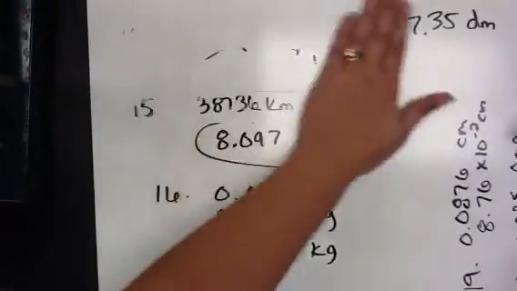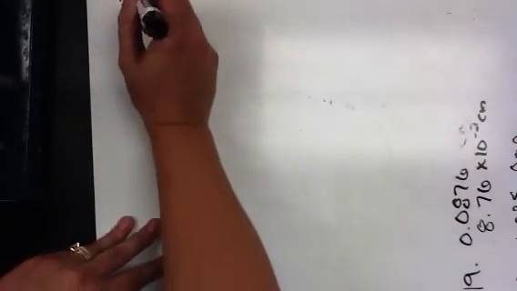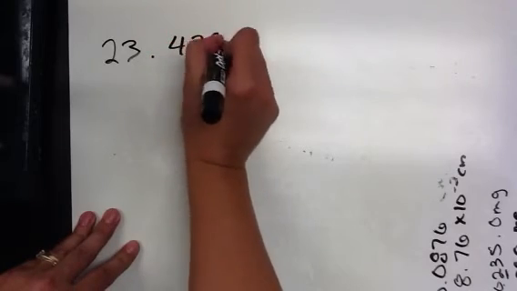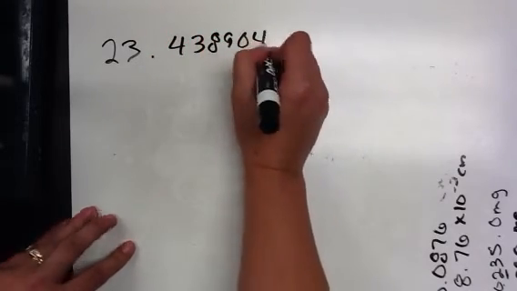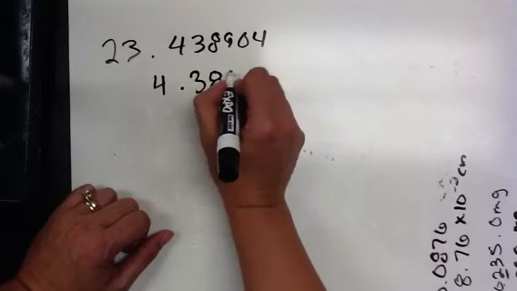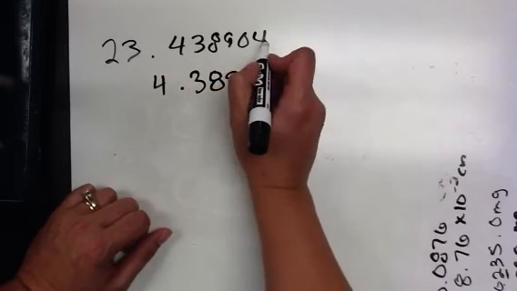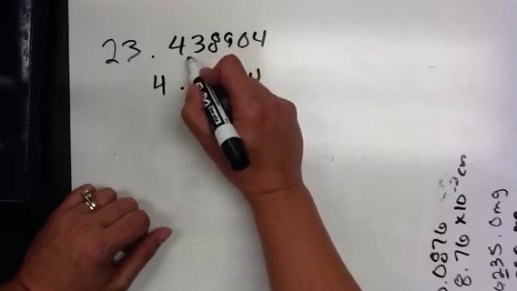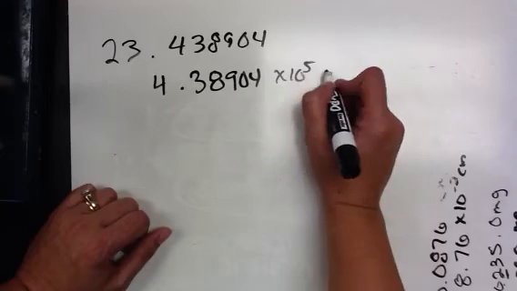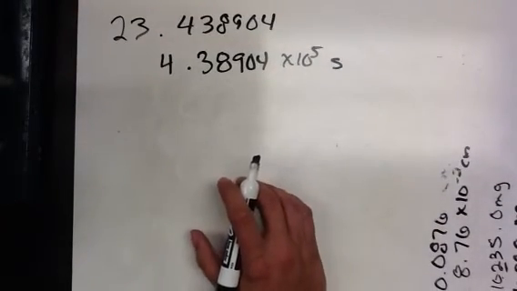Alright, let's erase a couple things here. 23, you guys can see that? We've got 438,904, so follow your rules, 4, then decimal, 38904. Come back. 1, 2, 3, 4, 5 times 10 to the 5th gives me the correct scientific notation, and the label on 23 was seconds.